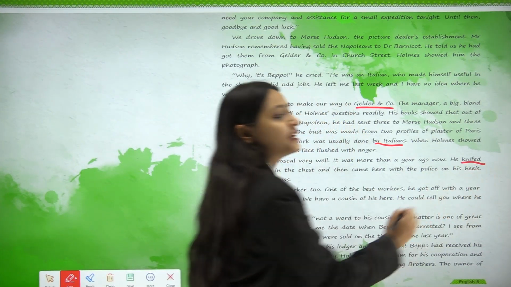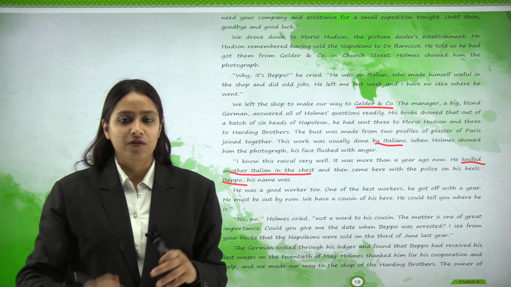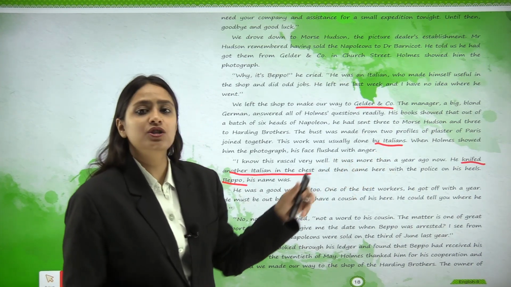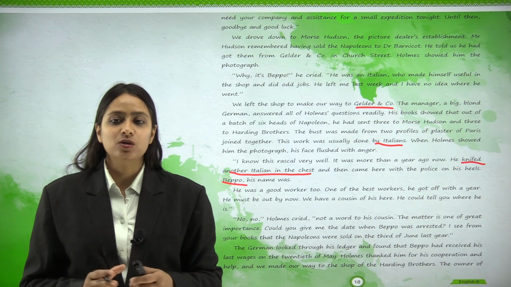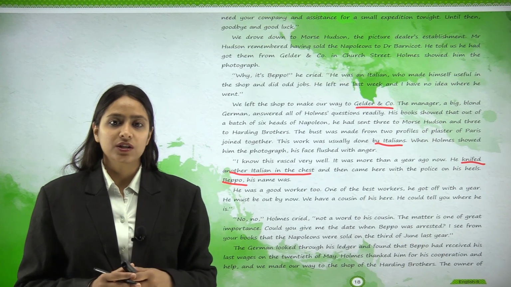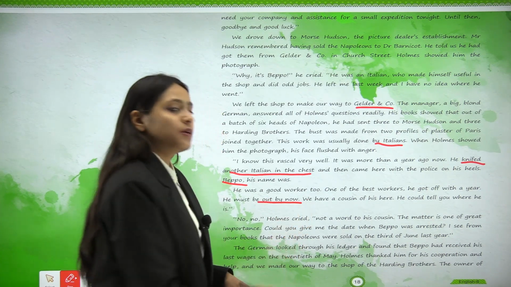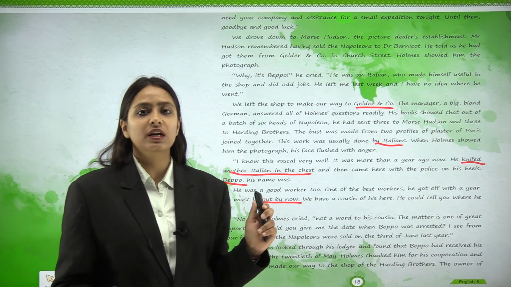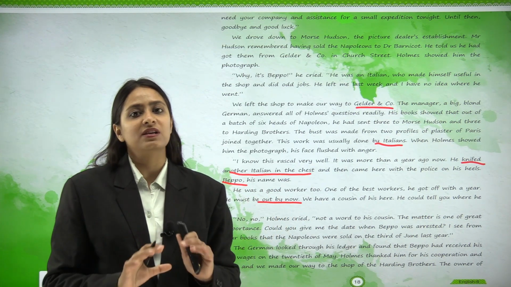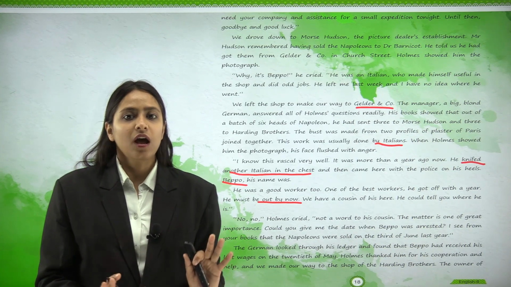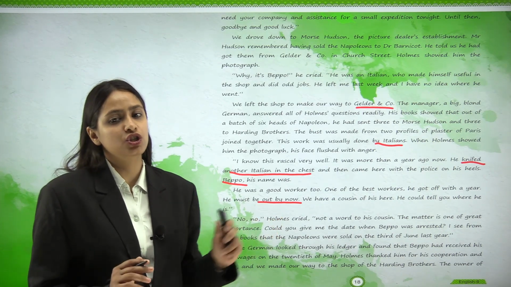What do we mean by knife? That he actually stabbed another Italian in the chest and ran away. And then Mr. Gelder had to answer the questions of the police. "He was a good worker too, one of the best workers. He got off with a year. He must be out by now." So now Mr. Gelder is saying that he must have served his sentence of a year, and now he must be out of the jail.